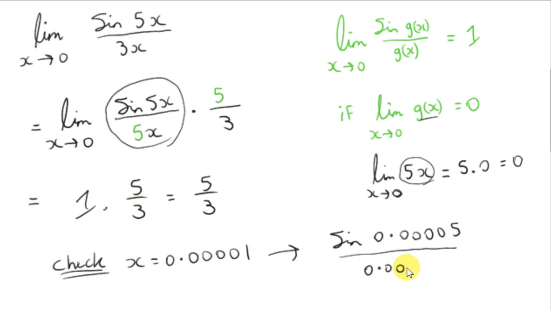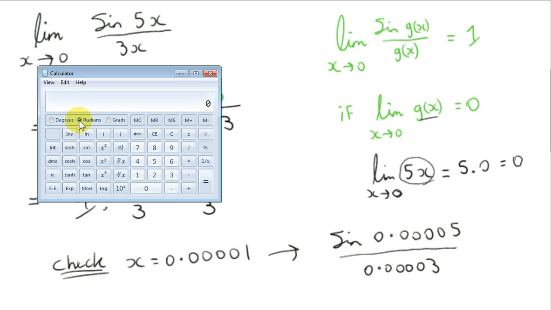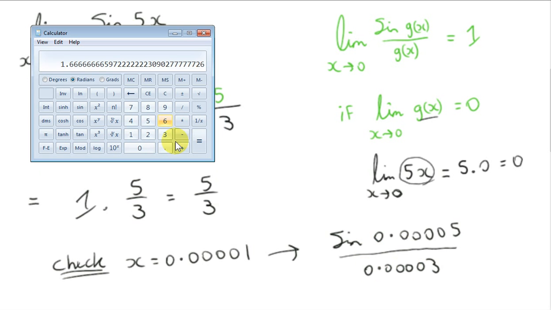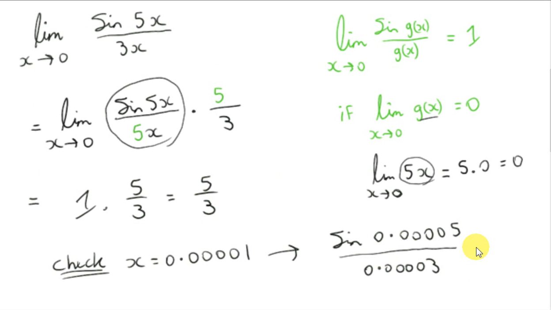That's 0.00003. So make sure your calculator is in radian mode, and we want to get the sine of 0.00005 and divide that by 0.00003. So we should get a number close to 5/3. Well, 5/3 is the same as 1 2/3, or 1.66 recurring. So you see we do indeed get a number that's very close to 5/3.